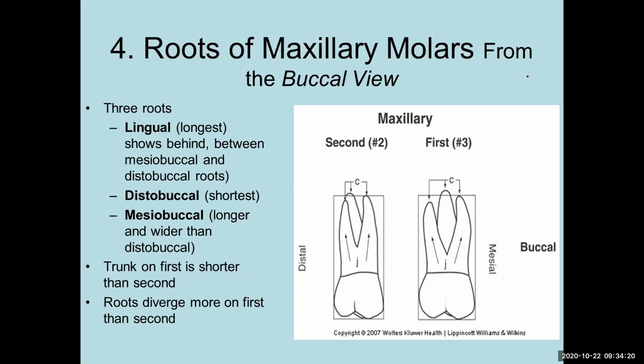And that's what Jonathan brought up. The roots are really spread apart on the first molar. Second molar is a little closer together. Third molar is often fused.